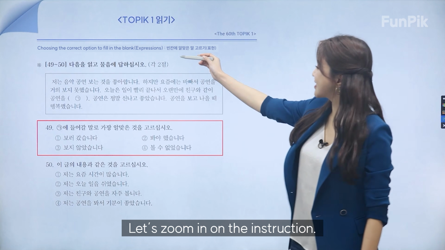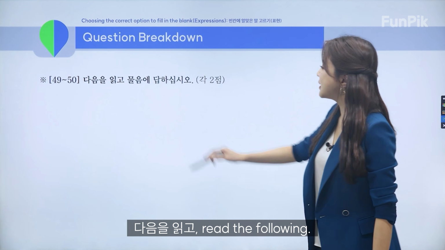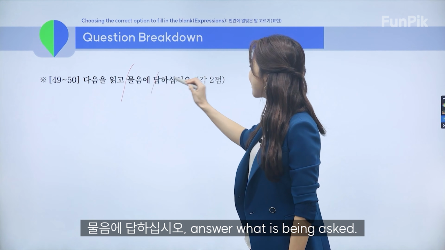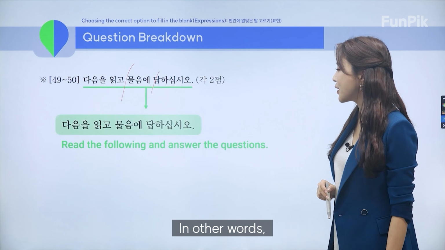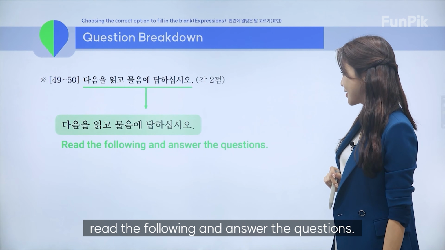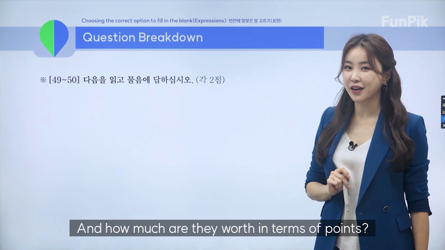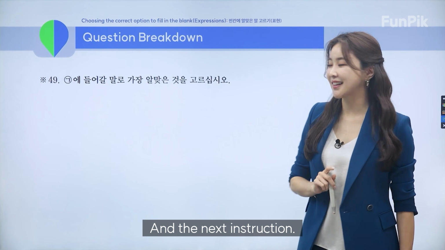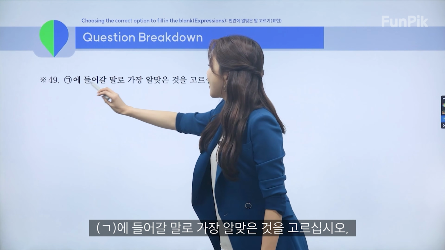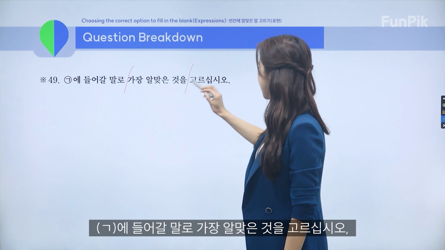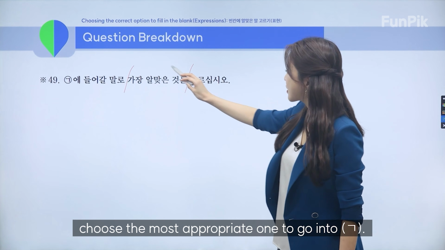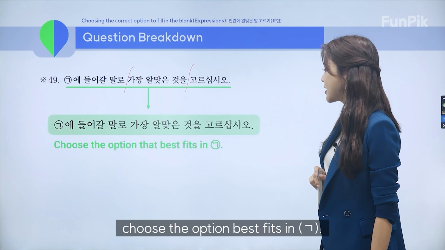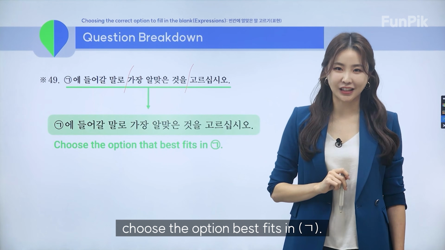Let's zoom in on this instruction. 다음을 읽고 read the following 물음에 답하십시오. So answer what is being asked. In other words, read the following and answer the questions. And how much are they worth in terms of points? 각 2점, 2 points each. And the next instruction. 기억에 들어갈 말로 가장 알맞은 것을 고르십시오. Choose the most appropriate one to go into the blank. In other words, choose the option that best fits in the blank.